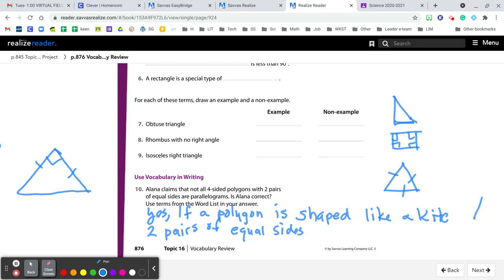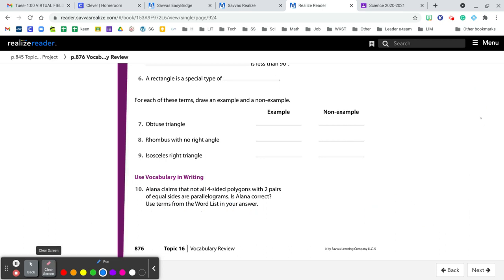Parallelograms such as rectangles, squares, and rhombuses have two pairs of equal sides that are also parallel. I'm trying to make myself a kite here that doesn't have parallel sides. It's hard to draw. So you just get it using your vocabulary, you get a good definition in there.